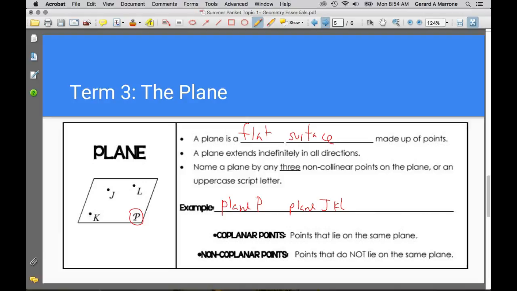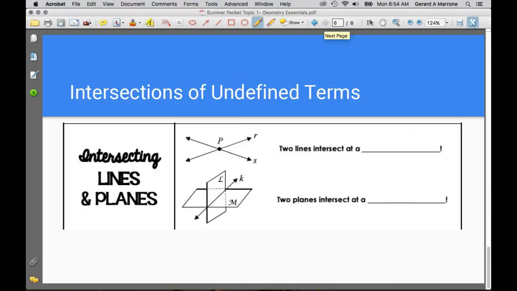So our last piece of this is when we look at intersections of these undefined terms. Two lines, as you see there, R and S, will always intersect at a point. And when you have two planes intersecting, here we have plane L and plane M, those will always intersect at a line.